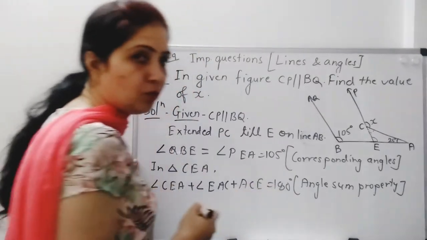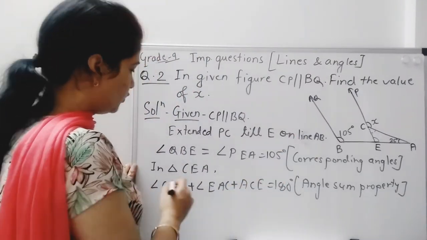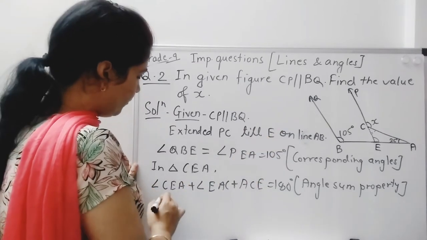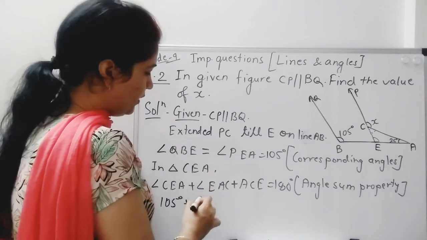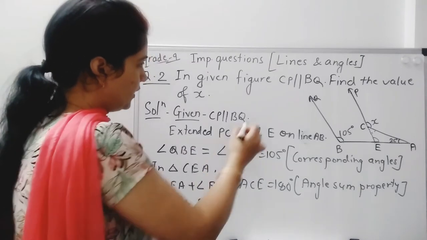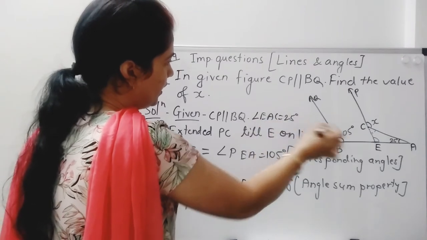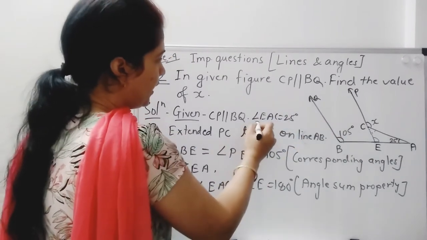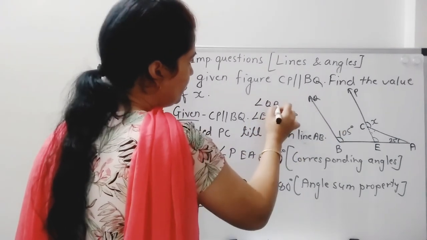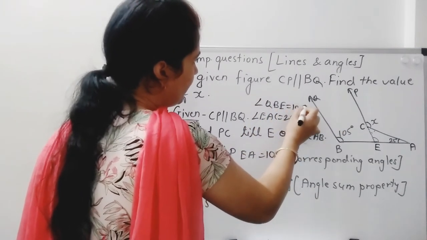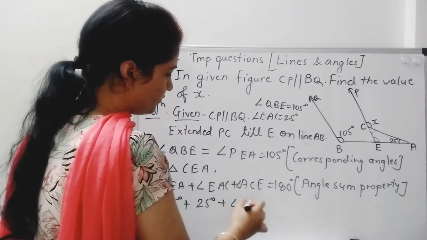It's very important. You need to mention in the bracket why you are saying that this is equal to 180. So angle CEA we have already found out, it's 105 degree. Angle EAC is already given 25 degree. Here you need to mention angle EAC is equal to 25 degree, and this also you should mention, angle QBE is equal to 105 degree. Okay. So ACE we have to find out.